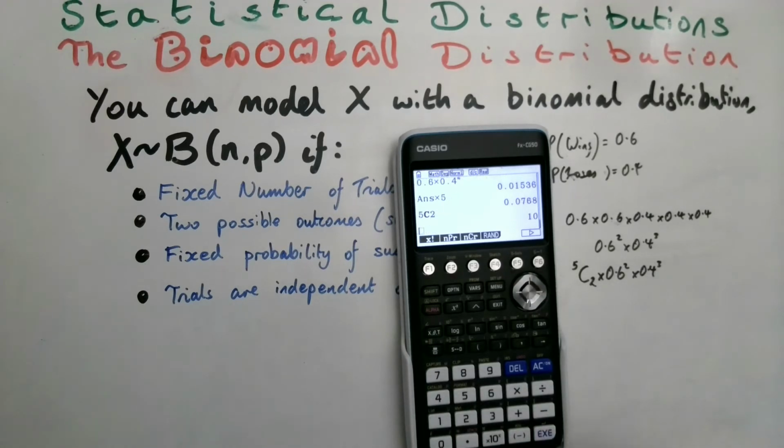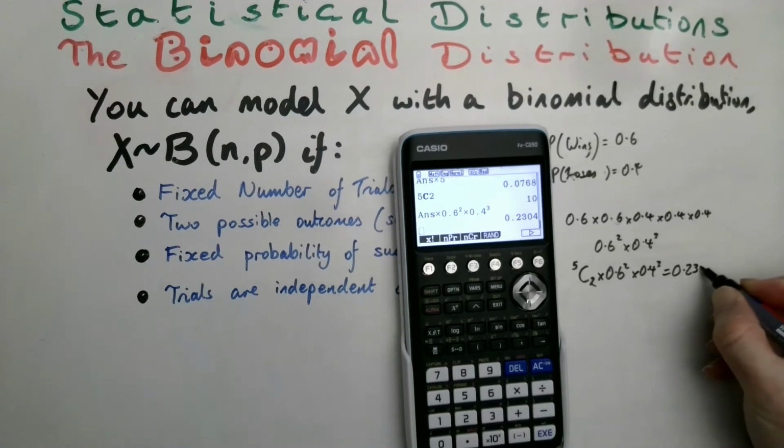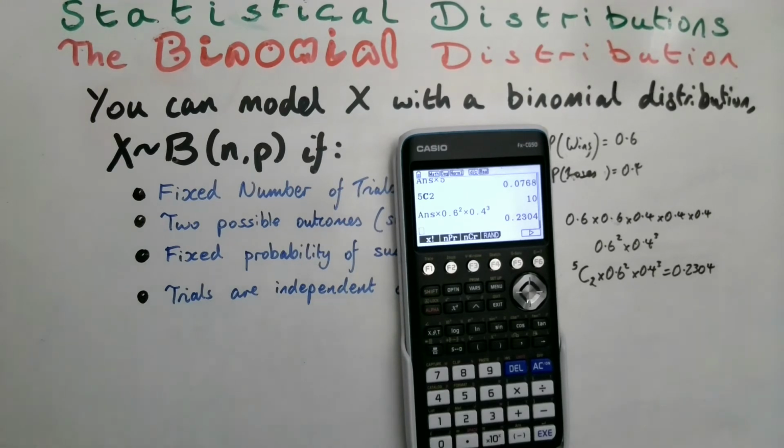If I do 5 choose 2, that actually gives me 10, doesn't it? So it's going to be 10 times whatever that is, so times 0.6 squared times 0.4 to the power 3. And that would give us more chance of that happening, 0.2304. And we could work out all the other things there. And there are all sorts of problems that we can solve in that way.